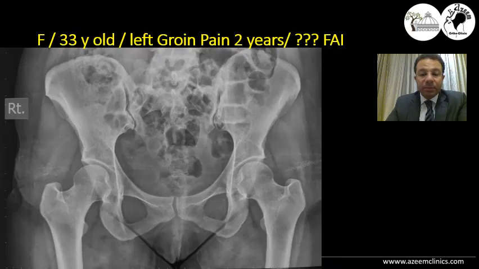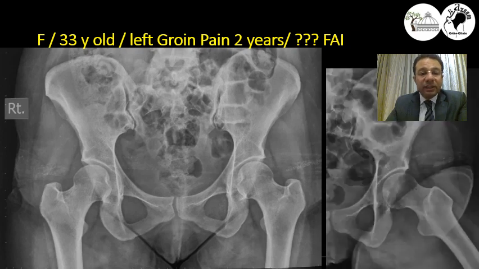Finally, looking at some examples. This is a radiograph of a female, 33 years old, complaining of left groin pain for 2 years. She was referred as having a femoroacetabular impingement. With a closer look, she has a deficient edge angle. She had a positive acetabular index and a deficient antero-superior coverage.